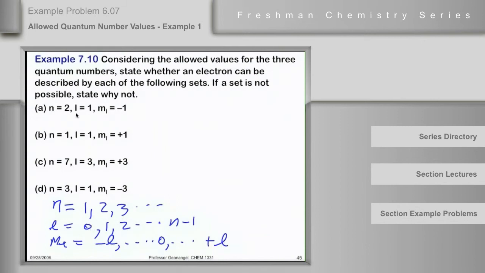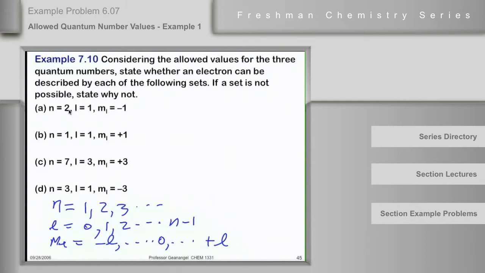So if we say n is equal to 2, L is equal to 1, m sub L is equal to minus 1, a set of three quantum numbers like this specifies one orbital. So the question is, is this an allowed orbital or not? Is it an allowed orbital?